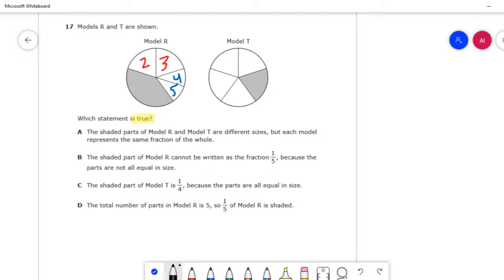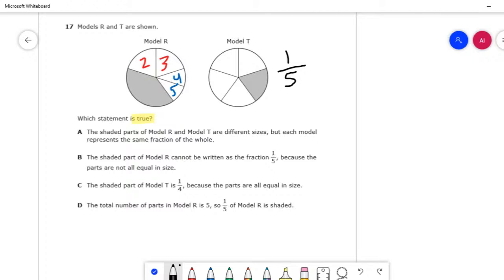But on Model T, as we can see, we do have 5 equally sized parts, and it is 1/5 here, because we have one part shaded in out of 5 total parts, which we can just count up. So let's just start looking at some of these answer choices and seeing what's right and what's wrong. So answer choice A says, the shaded parts of model R and model T are different sizes, but each model represents the same fraction of the whole. So the shaded parts are different sizes.